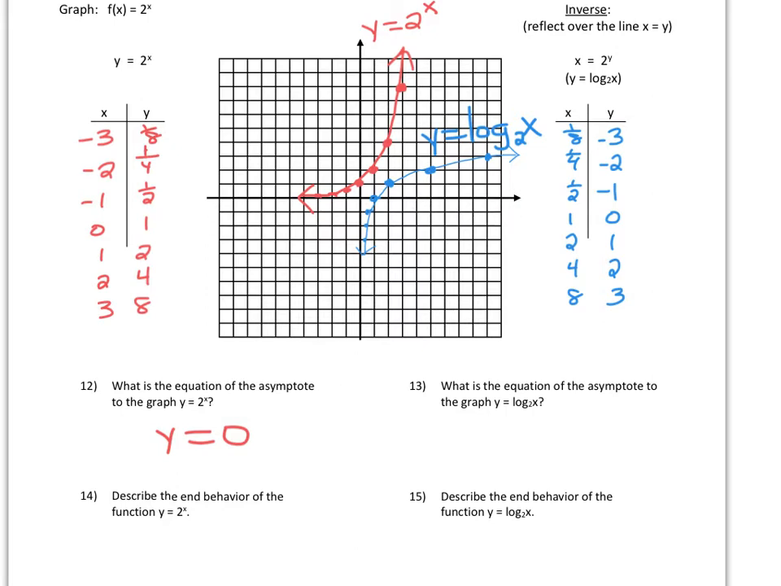Remember, any horizontal line is y equals, it goes through the y-axis. All right, now, number 13, what is the equation of the asymptote to the graph y equals log base 2 of x? Well, the asymptote to this, as we said, is the y-axis. It's coming closer and closer to the y-axis, but it never reaches it.